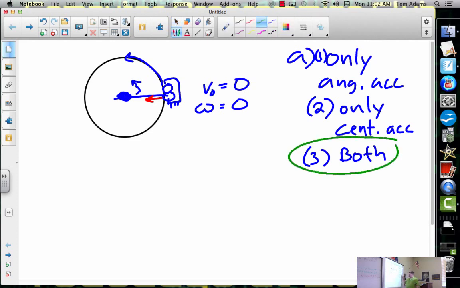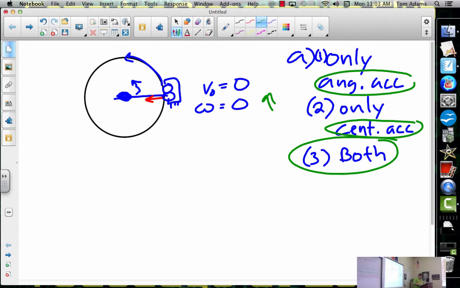It's both. In order for it to remain on the circular path, it has to have centripetal acceleration, and the angular acceleration is true because our initial angular speed is 0, and then it increases, right? So there's a change in angular velocity, therefore there's a change that changes the angular acceleration. Does that make sense? Now here's part B of the question.